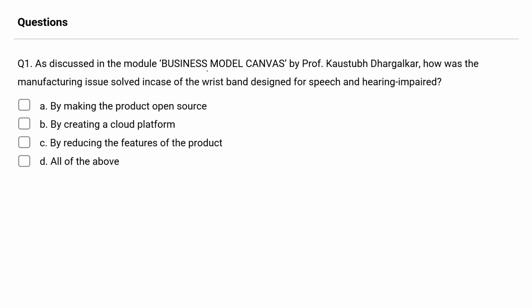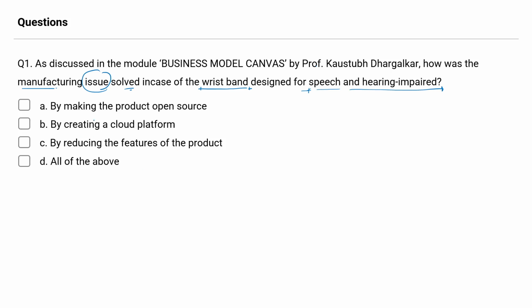As discussed in the module Business Model Canvas by Professor Kaustubh Dhargalkar, how was the manufacturing issue solved in case of wristband designed for speech and hearing impaired? So basically, he had two students who were working on this particular idea of wristband for the speech and hearing impaired. And when they were working upon this area, they were facing huge challenges because of the manufacturing issue. So, how did they solve this issue?